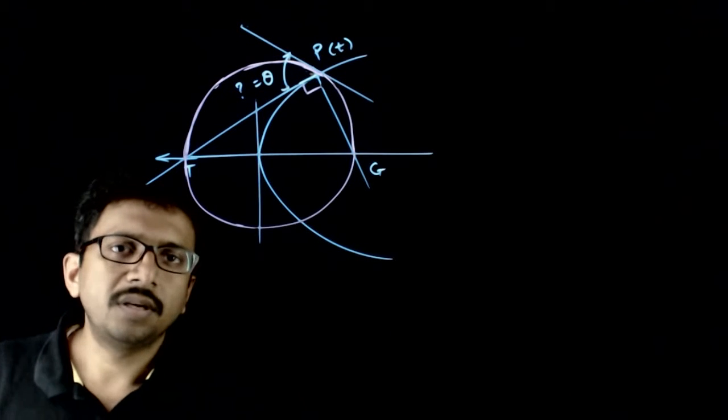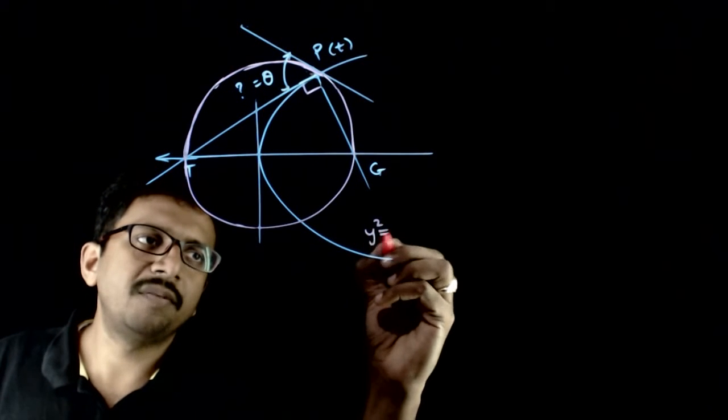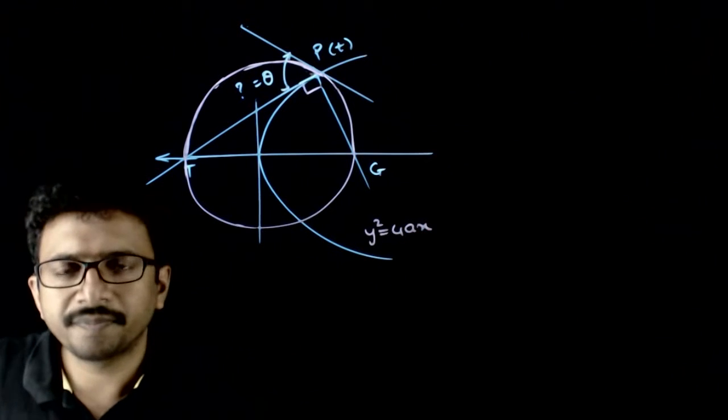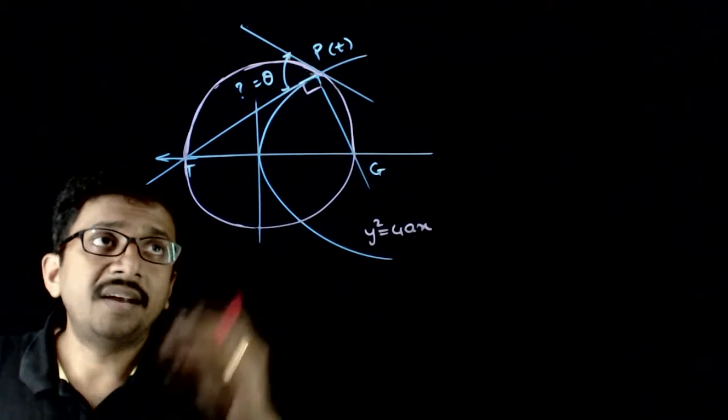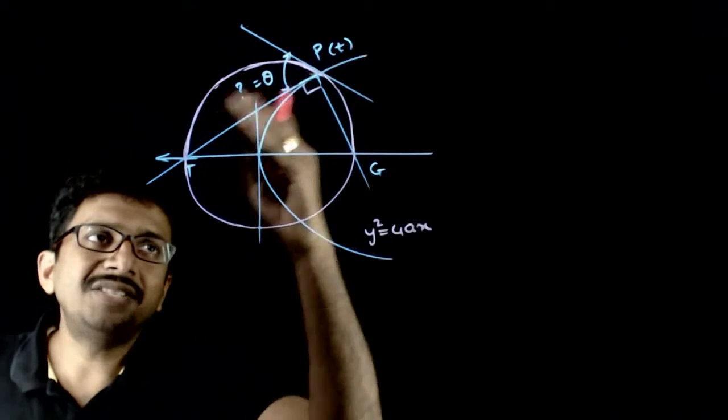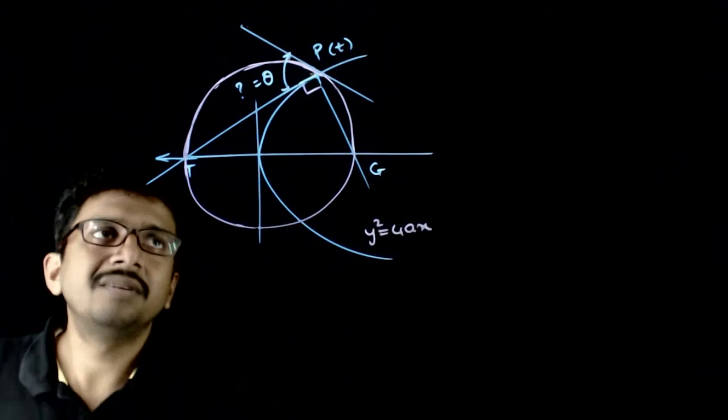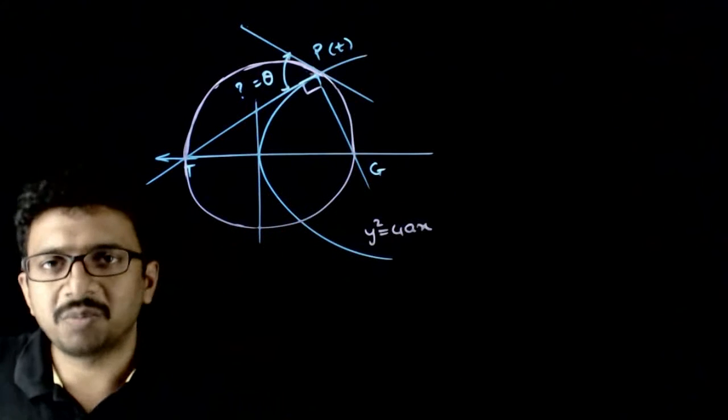So welcome students. In this question you are given a parabola y square is equal to 4x. You have a point P whose parameter is t. And from this point P, tangent and normal to the parabola are drawn. The tangent is PT, the normal is PG.